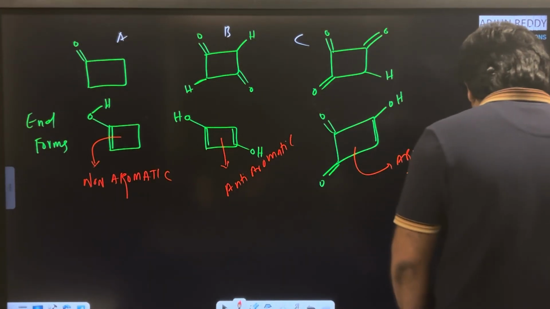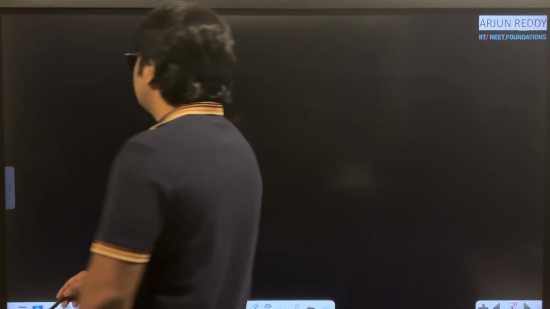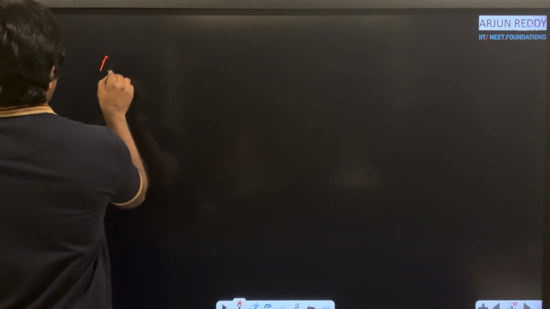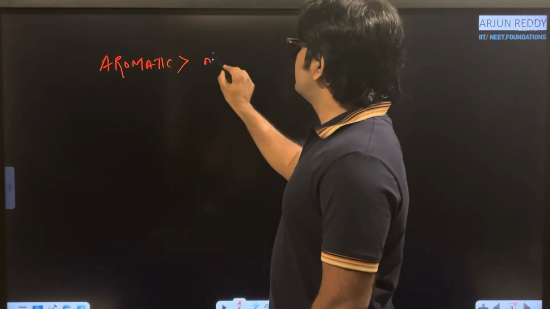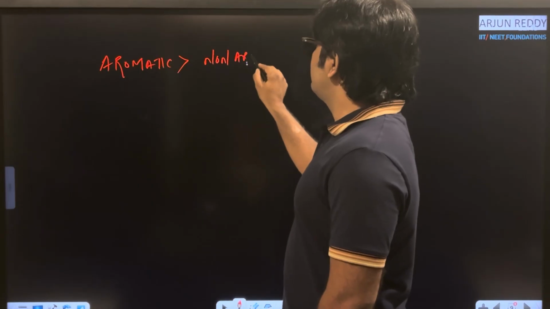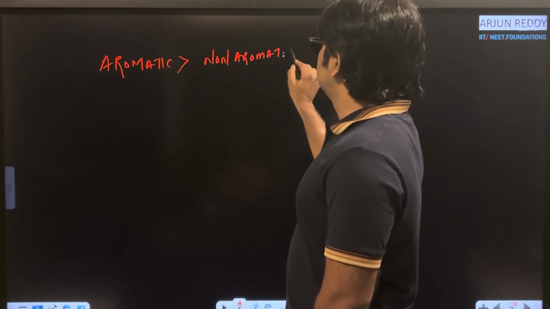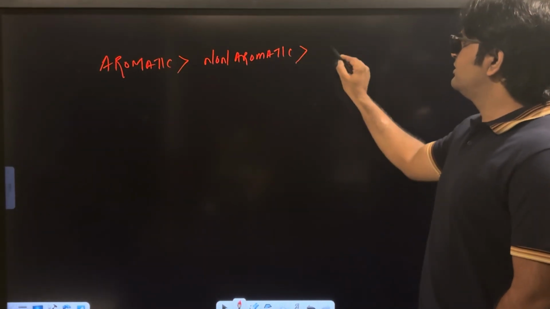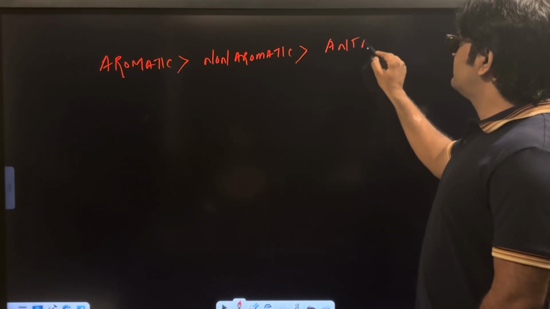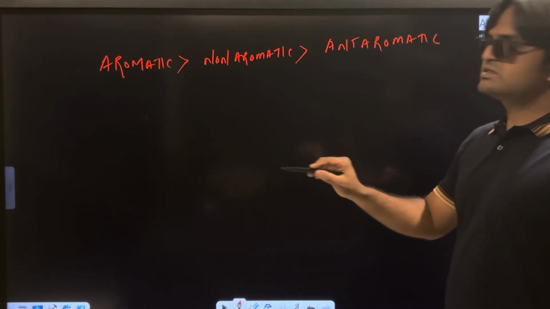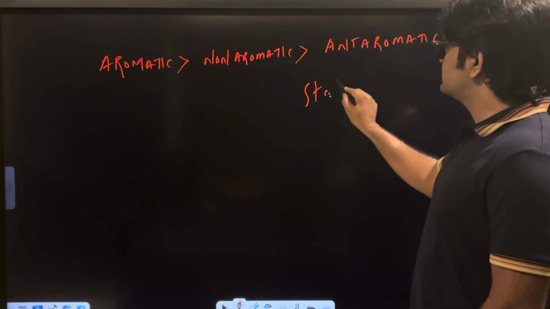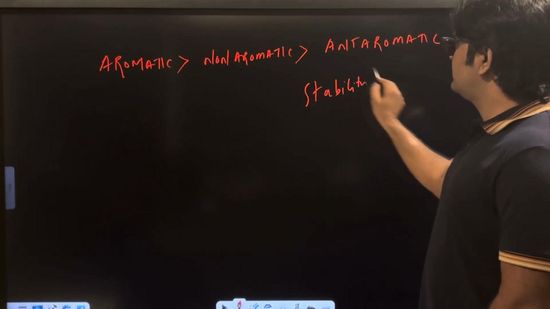Now tell me this point. What is the stability order in case of aromaticity? Aromatic compounds are more stable than non-aromatic compounds. And least priority is given to anti-aromatic compounds. That is the stability order. Clear?